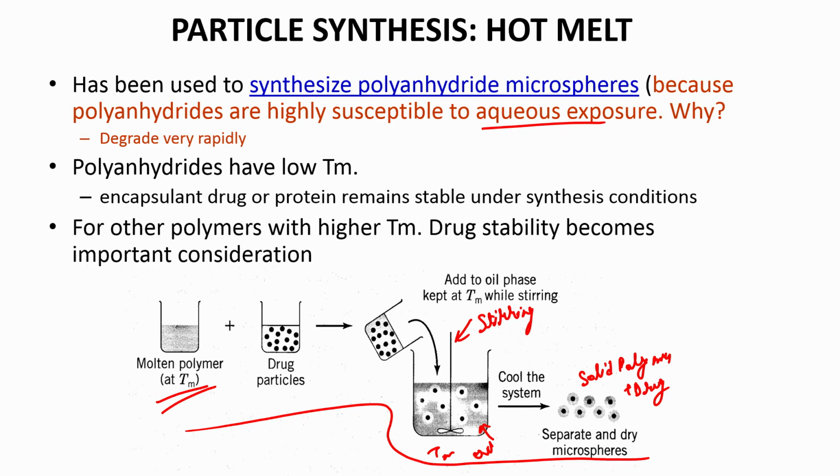As I said, if you have polymers that have higher Tm, which some of the polyanhydrides can, then the drug stability becomes an important consideration. So, it is okay to use let us say small molecules in that case, but something like proteins and all you cannot really use at higher temperature. They will get denatured and there is really no purpose that they are going to serve in the long run.